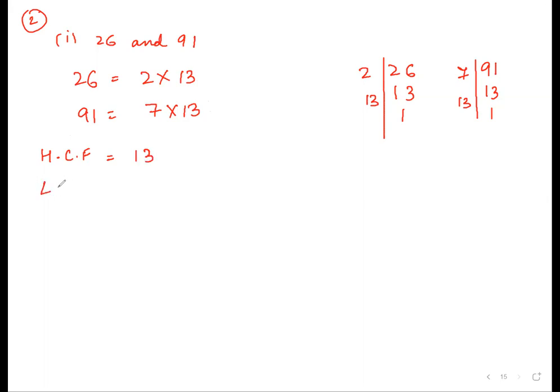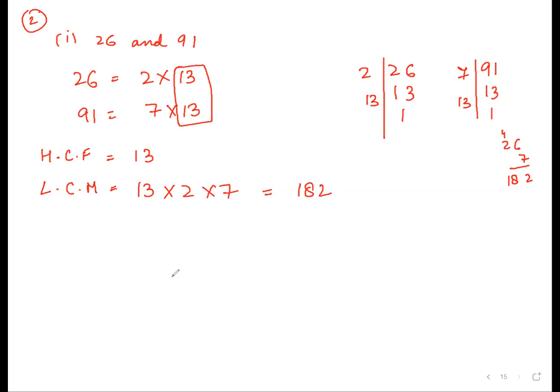And LCM is least common multiple. So how to write LCM? The number which is common, 13 and 13, we write it one time and all the rest of the numbers are taken. So 2 into 7. So that's how we write it. You can find out how much is the LCM here. Please multiply. So this is 26 into 7, 182. Yeah, 182.